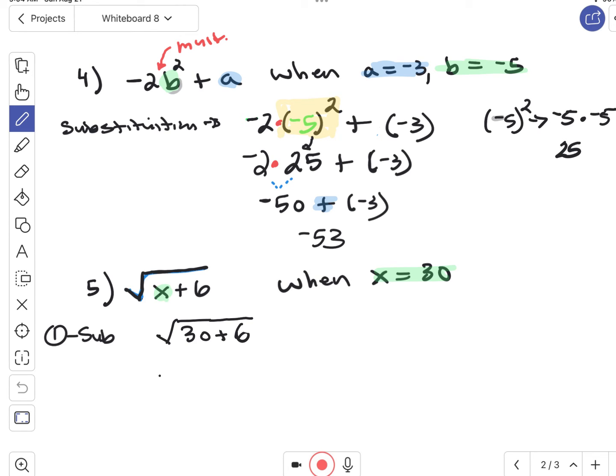So order of operations says we have to do the operation under the square root first. So we're adding, so we actually have to do the 30 plus 6 under the square root, which is 36. Then we can take the square root of 36, which is 6. So that's what your work should look like.